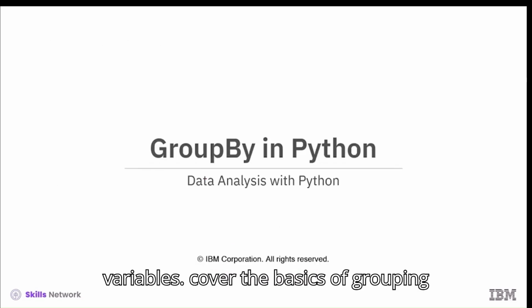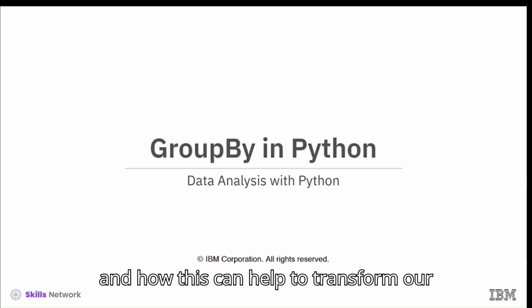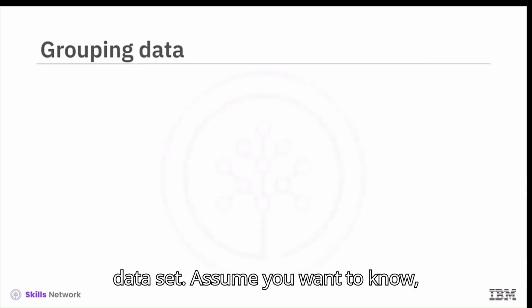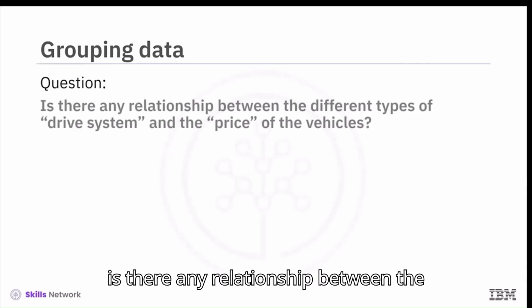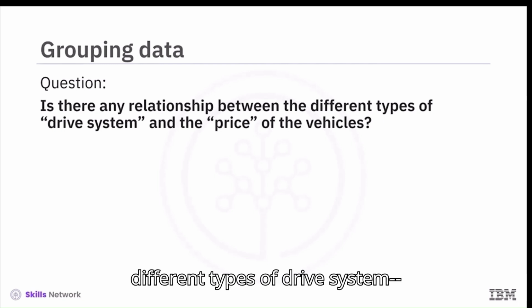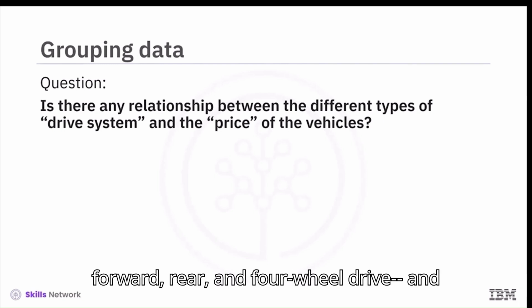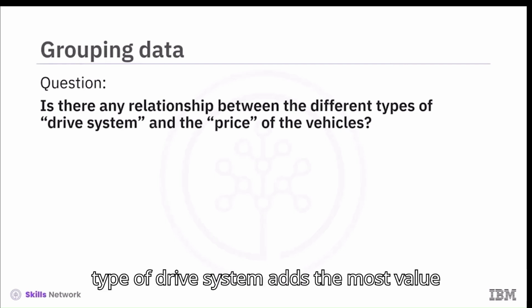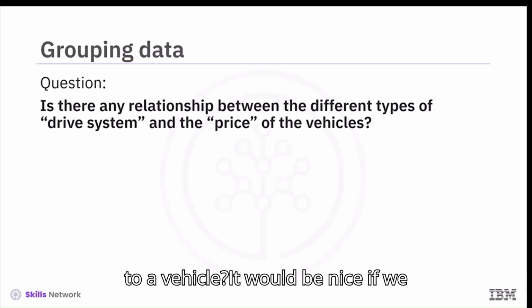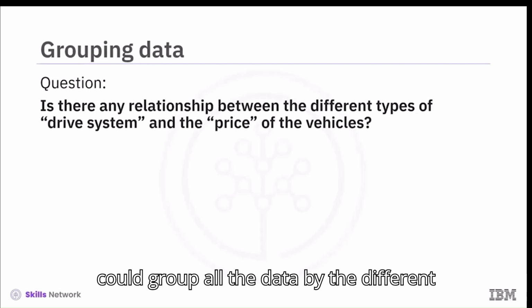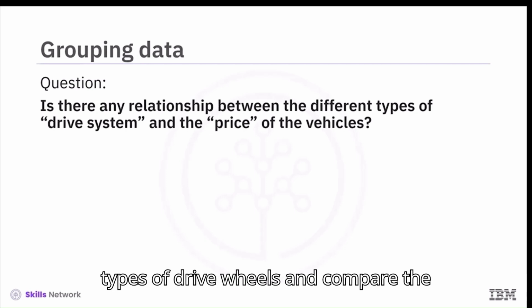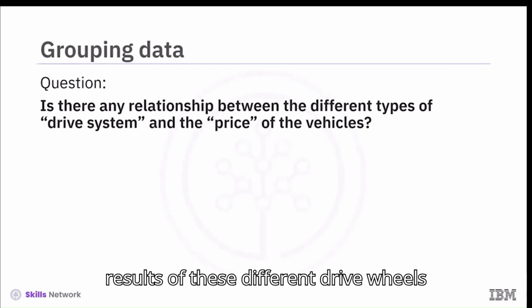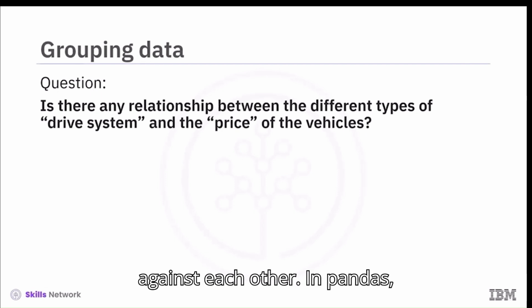We'll cover the basics of grouping and how this can help to transform our data set. Assume you want to know, is there any relationship between the different types of drive system, forward, rear, and four-wheel drive, and the price of the vehicles? If so, which type of drive system adds the most value to a vehicle? It would be nice if we could group all the data by the different types of drive wheels and compare the results of these different drive wheels against each other.